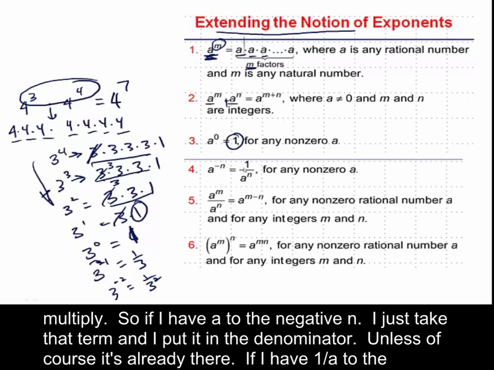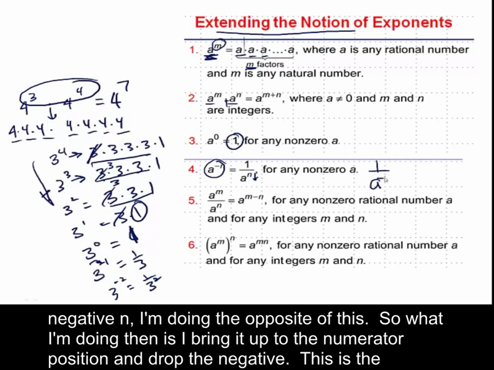So if I have a to the negative n, I just take that term and put it in the denominator, unless of course it's already there. If I have 1 over a to the negative n, I'm doing the opposite of this. So what I'm doing then is I bring it up to the numerator position and drop the negative.